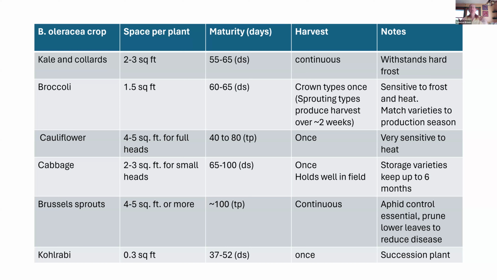With broccoli, you may be able to grow it through the entire summer, but you need to pay very close attention to the varieties and make sure that you use heat tolerant varieties for summer and cold tolerant varieties for your late fall planting.